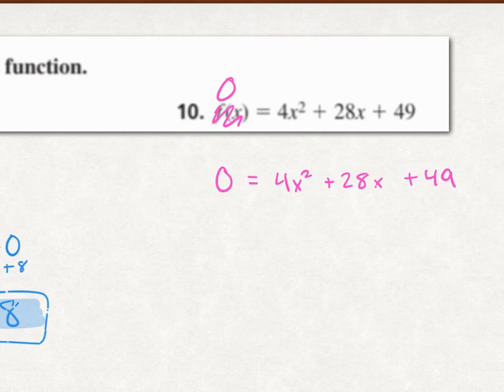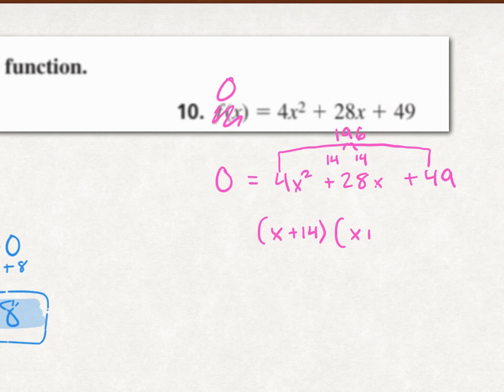Multiply the 4 and the 49. We multiply 4 times 49. What is 4 times 49? 196. So we need two factors of 196 that add up and give us 28. 14 and 14. Awesome. So we have x plus 14 and x plus 14.